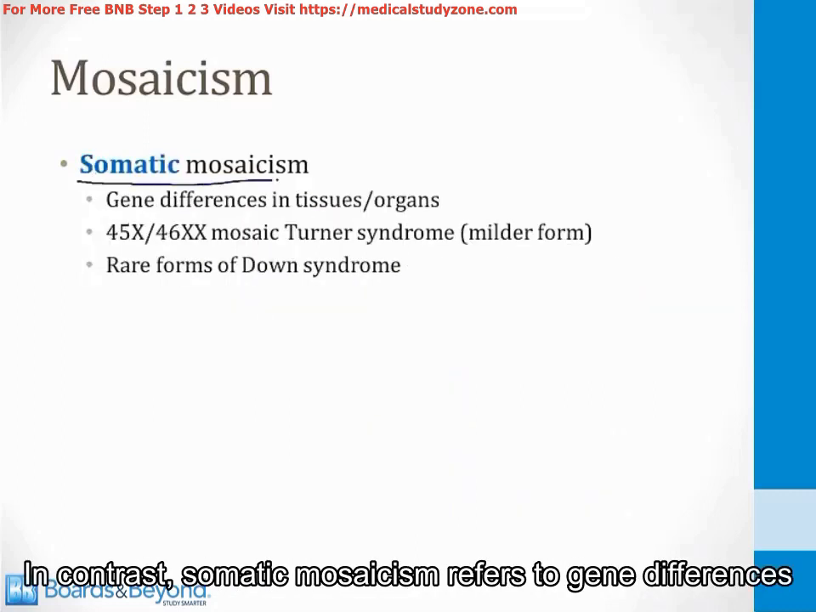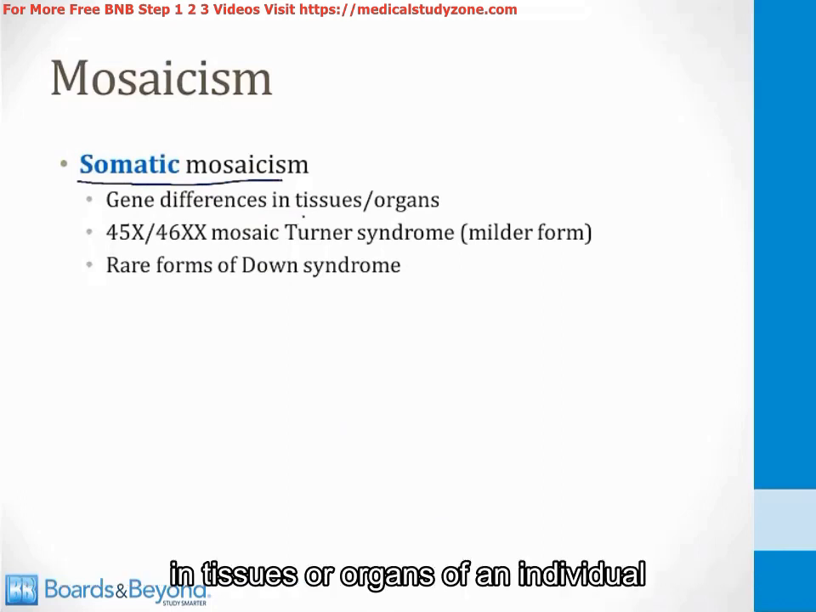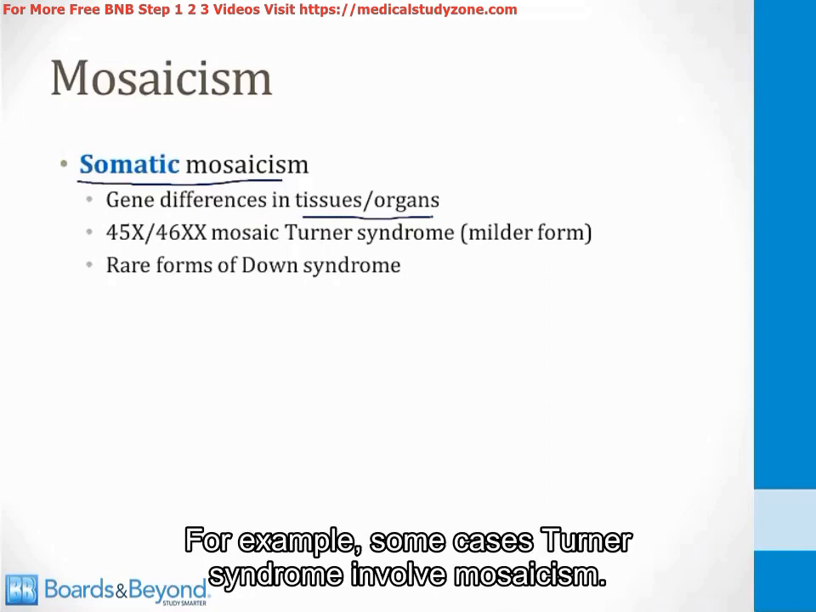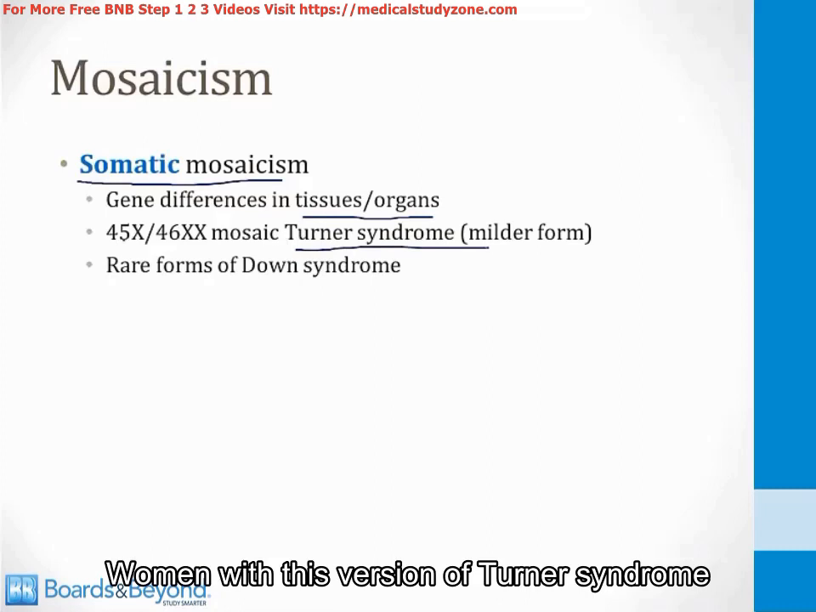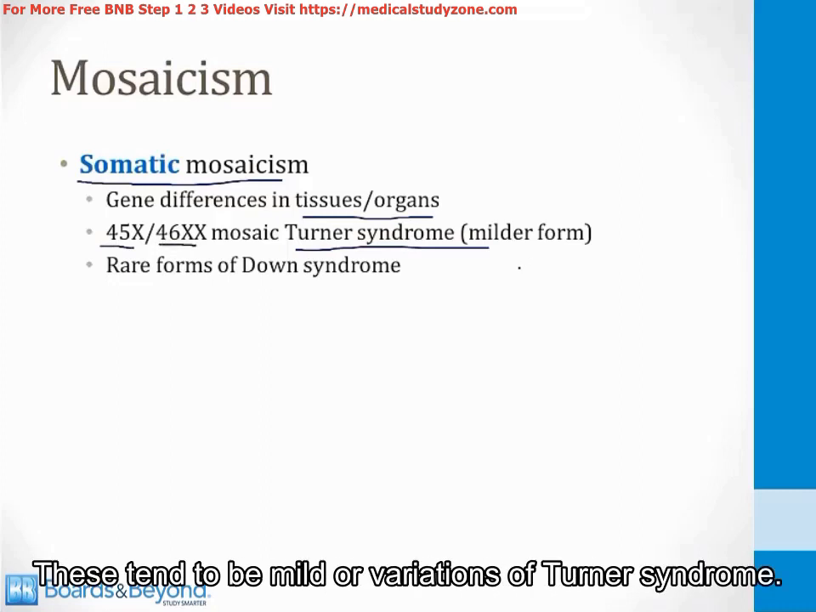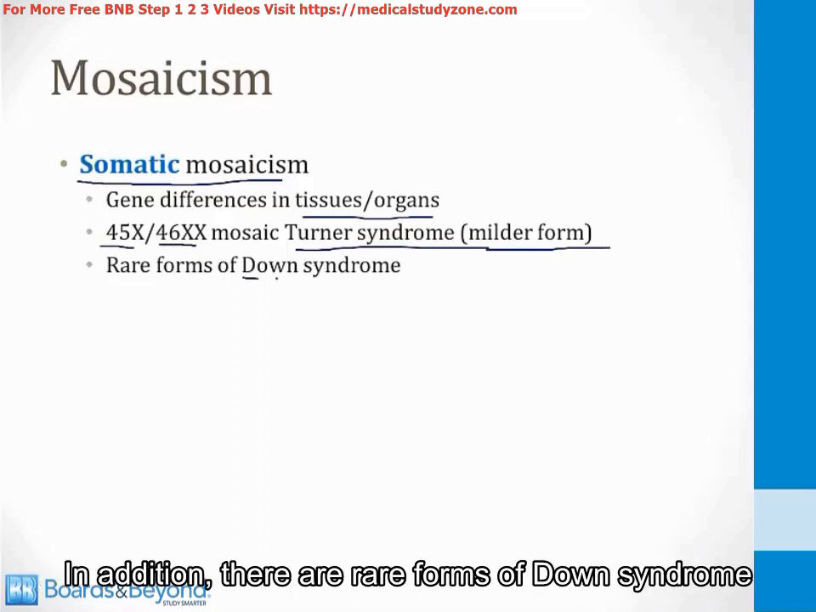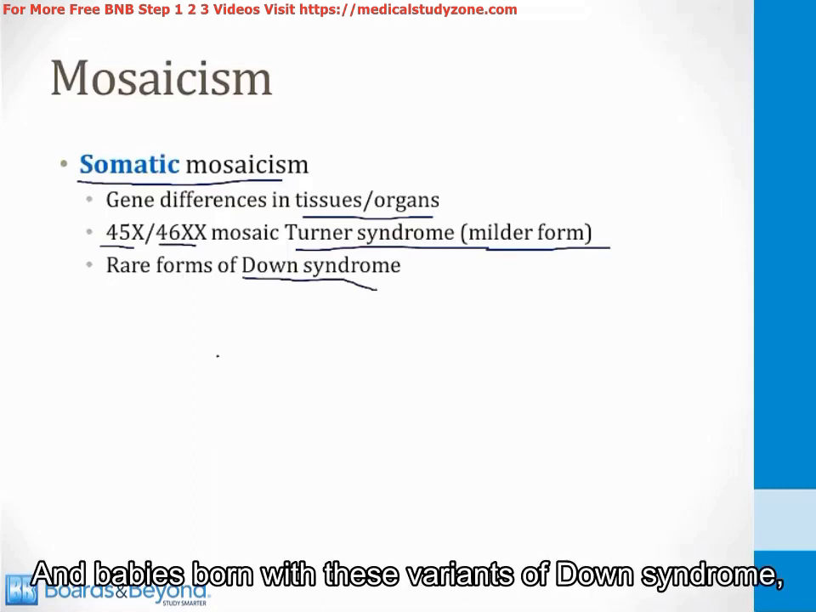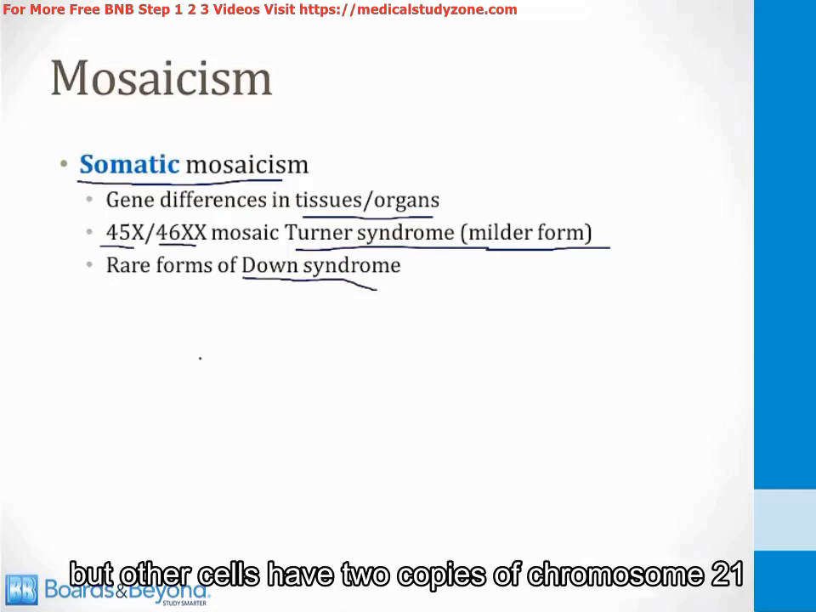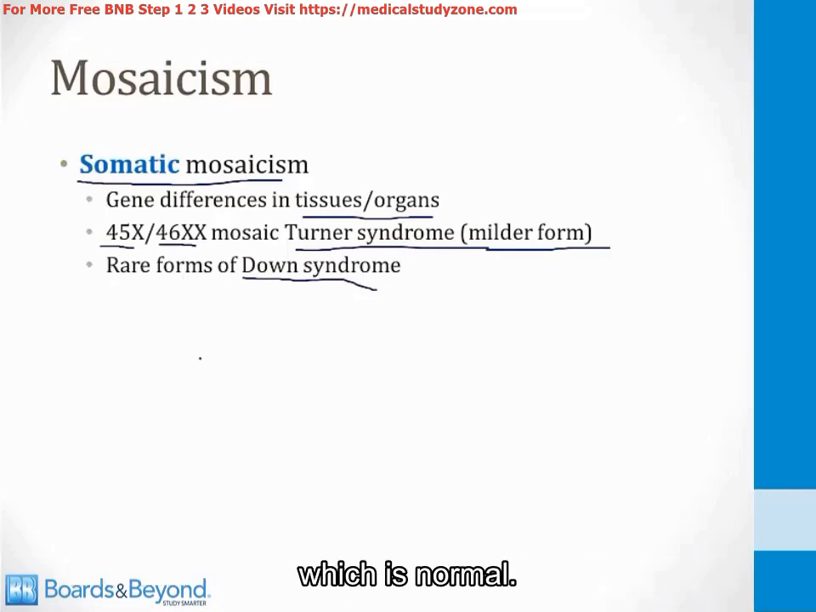In contrast, somatic mosaicism refers to gene differences in tissues or organs of an individual that do not involve the germline cells. For example, some cases of Turner syndrome involve mosaicism. Women with this version of Turner syndrome have some cells that are 45X and are missing an X chromosome, where other cells are normal and have 2 copies of the X chromosome. These tend to be milder variations of Turner syndrome. In addition, there are rare forms of Down syndrome that involve mosaicism. In babies born with these variants of Down syndrome, some cells have trisomy 21, which leads to Down syndrome, but other cells have 2 copies of chromosome 21, which is normal.